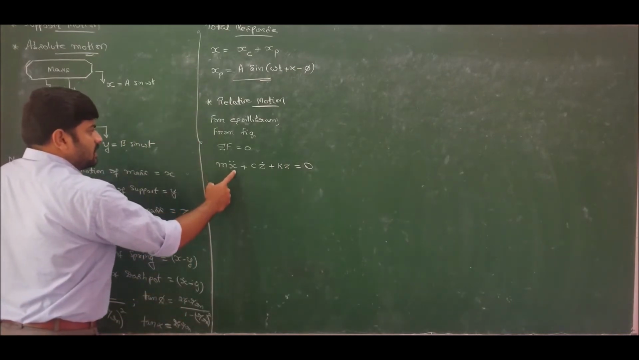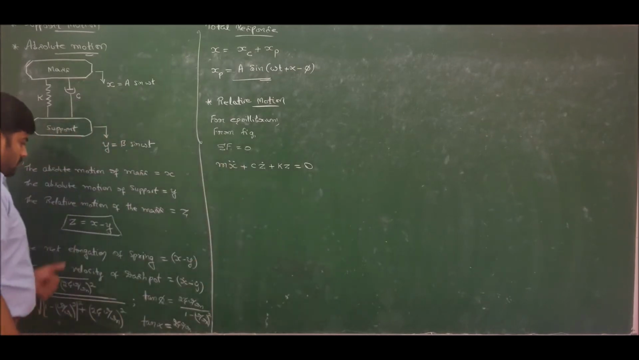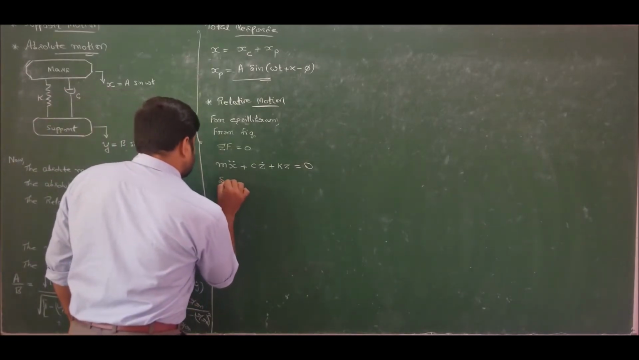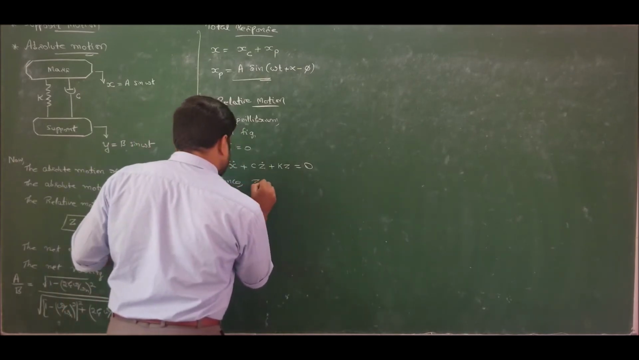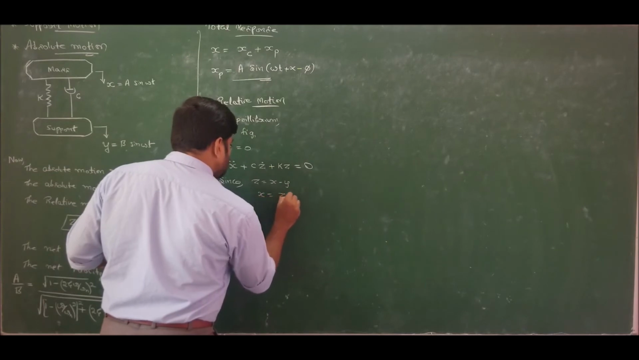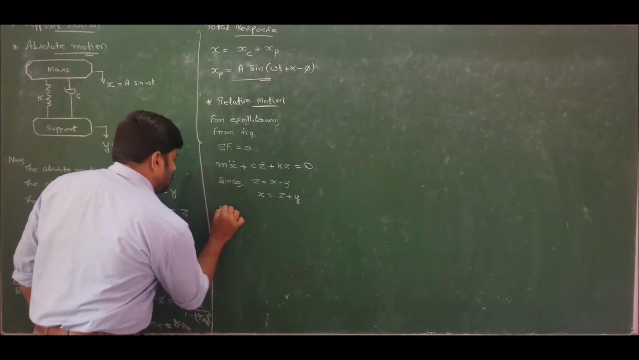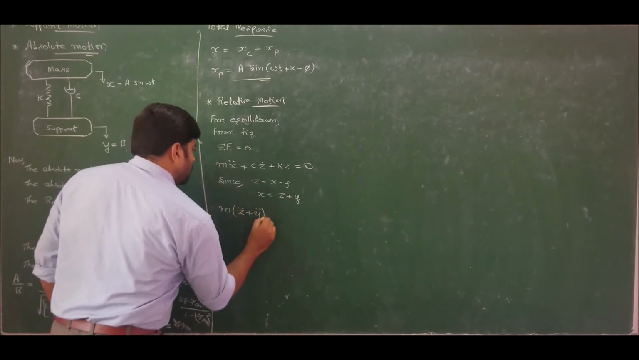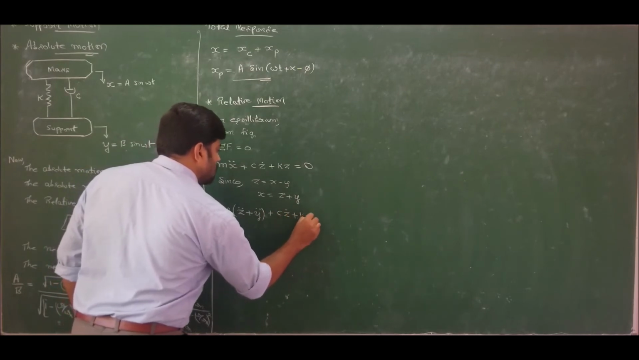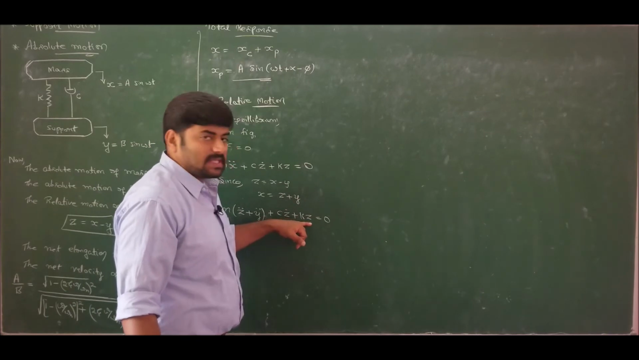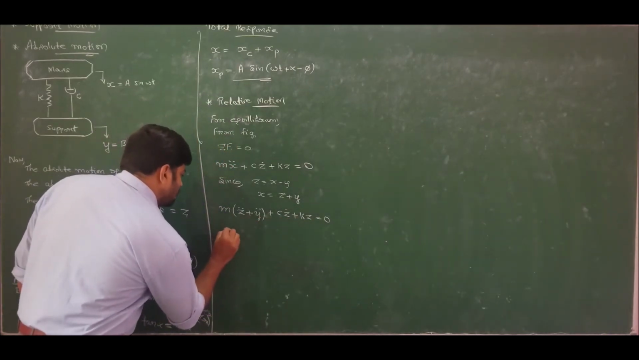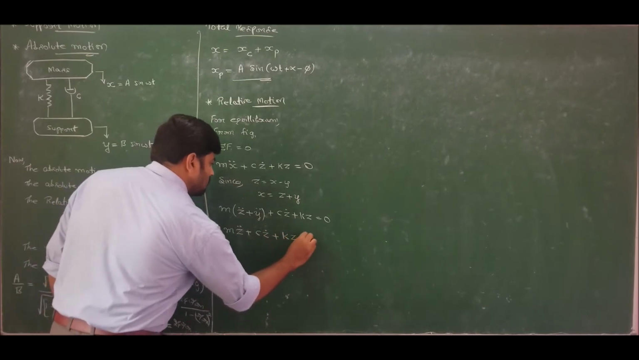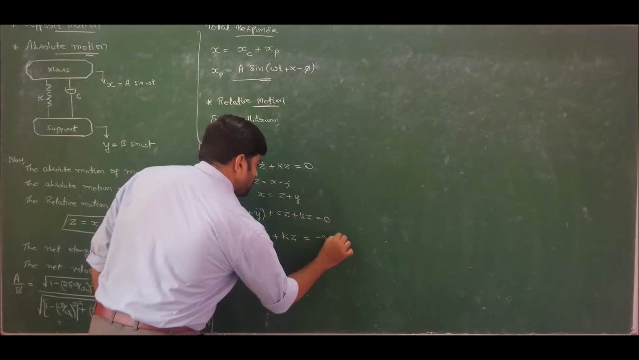Now I want the relative displacement to be introduced here for the mass acceleration also. Since z is equal to x minus y, what is the value of x? X will be equal to z plus y, correct? So make the substitution here. It will become m of z double dot plus y double dot, bracket close, plus c z dot plus k z is equal to 0. Z is nothing but the relative motion or relative displacement of the mass. Now if I rearrange the equation, I will get m z double dot plus c z dot plus k z is equal to minus m y double dot.